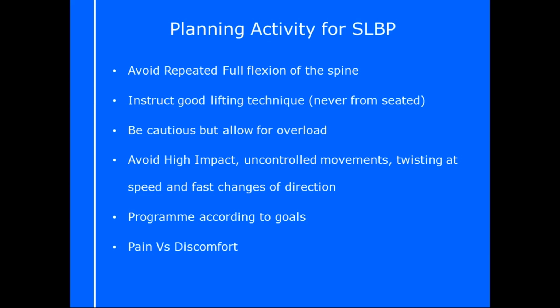Also avoid high impact or uncontrolled movements, so anything that's twisting at speed or has fast changes of direction, because like we've said in the last module, in module 3, we're talking about that inability to activate that core quickly, and if they're not able to activate that core, then instantly they're in a place whereby they're potentially going to cause more damage.